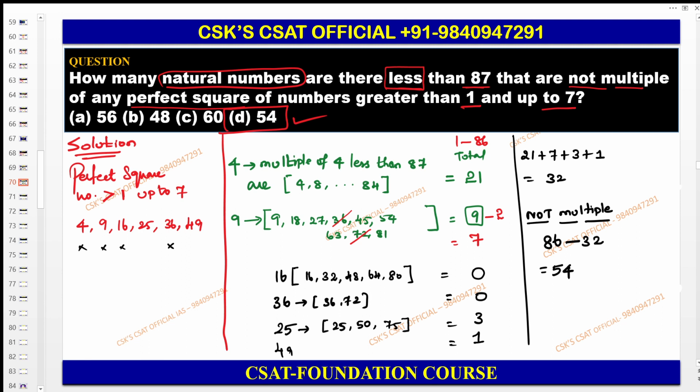Clear? So why have we subtracted 86 and not 87? Here, that is why I mentioned less than 87. Okay, sir. Right. Less than 87 means what? 1 to 86. Right? Yes, sir.